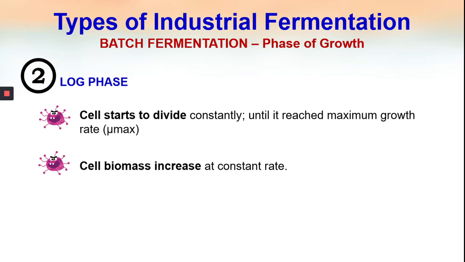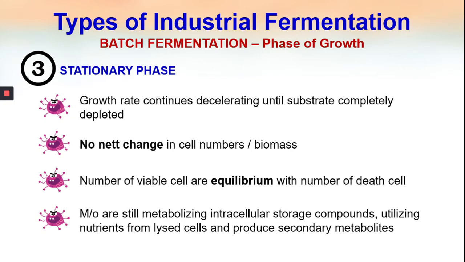Besides that, the cell biomass also increases at a constant rate, and under log phase, the metabolic rate is at the highest rate. Meanwhile, after all the nutrients inside the medium start to deplete, the cell will enter the third phase, which is stationary phase. Under stationary phase, the growth rate will continue decelerating until the substrate is completely depleted. The cell will start to die once the nutrients inside the medium start to deplete.